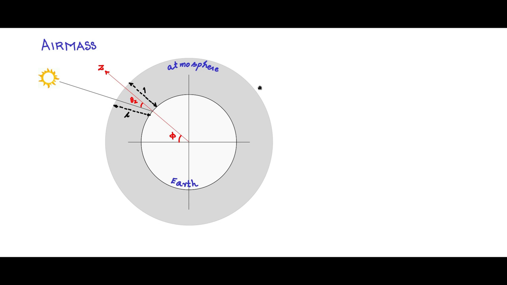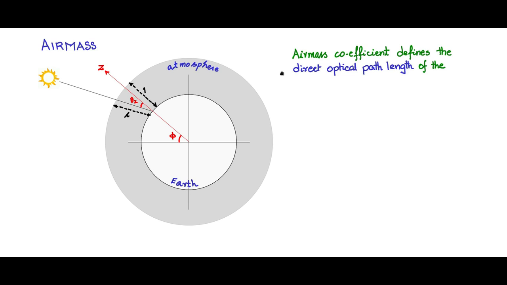Now let us write the statement for the air mass coefficient. Air mass coefficient defines the direct optical path length of the insolation through the atmosphere. What it basically means is that the air mass coefficient defines the direct optical path length of the insolation. The insolation vector is along this line. What is this direct optical path length up to the collector? That is what is defined by the air mass coefficient.